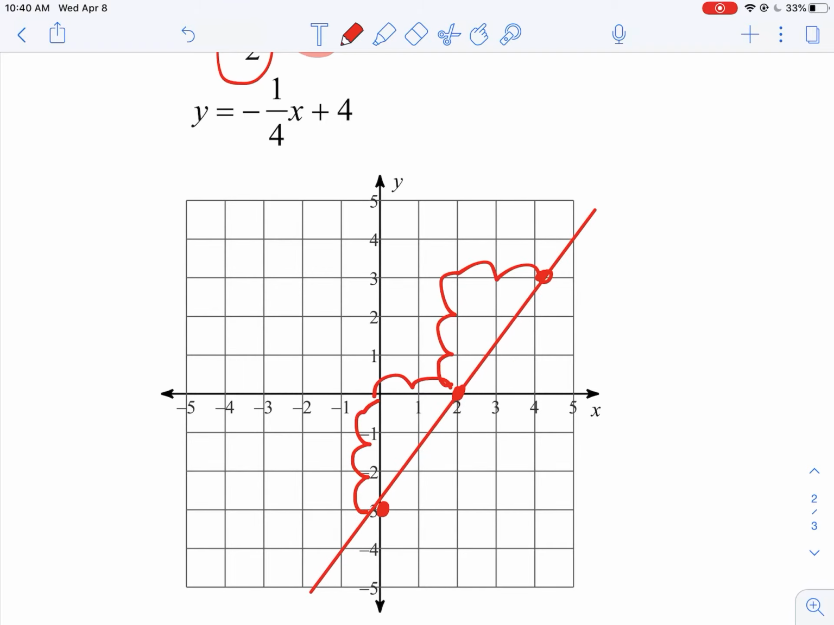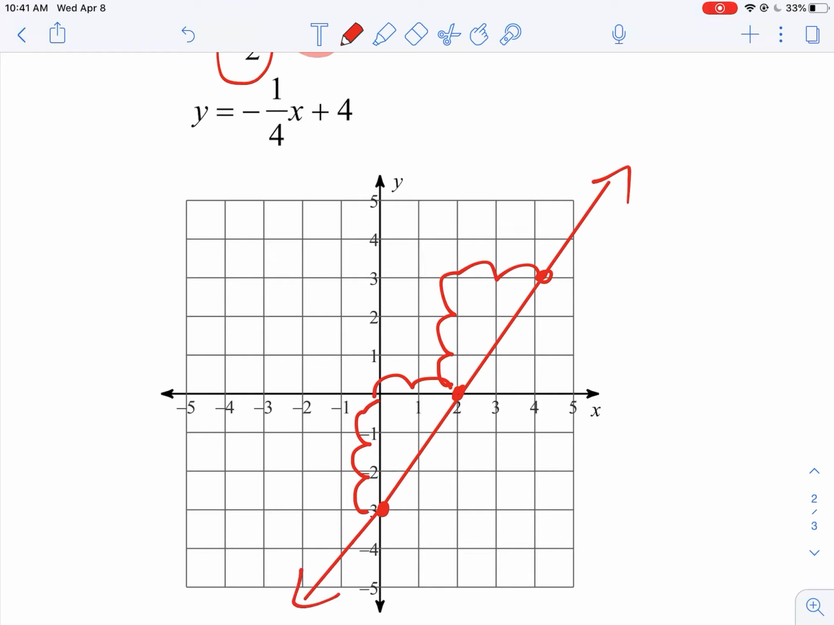So immediately you should have a line that looks like this. If you don't, then chances are something went wrong. I'll just fix my line a little bit. There we go. Close enough.